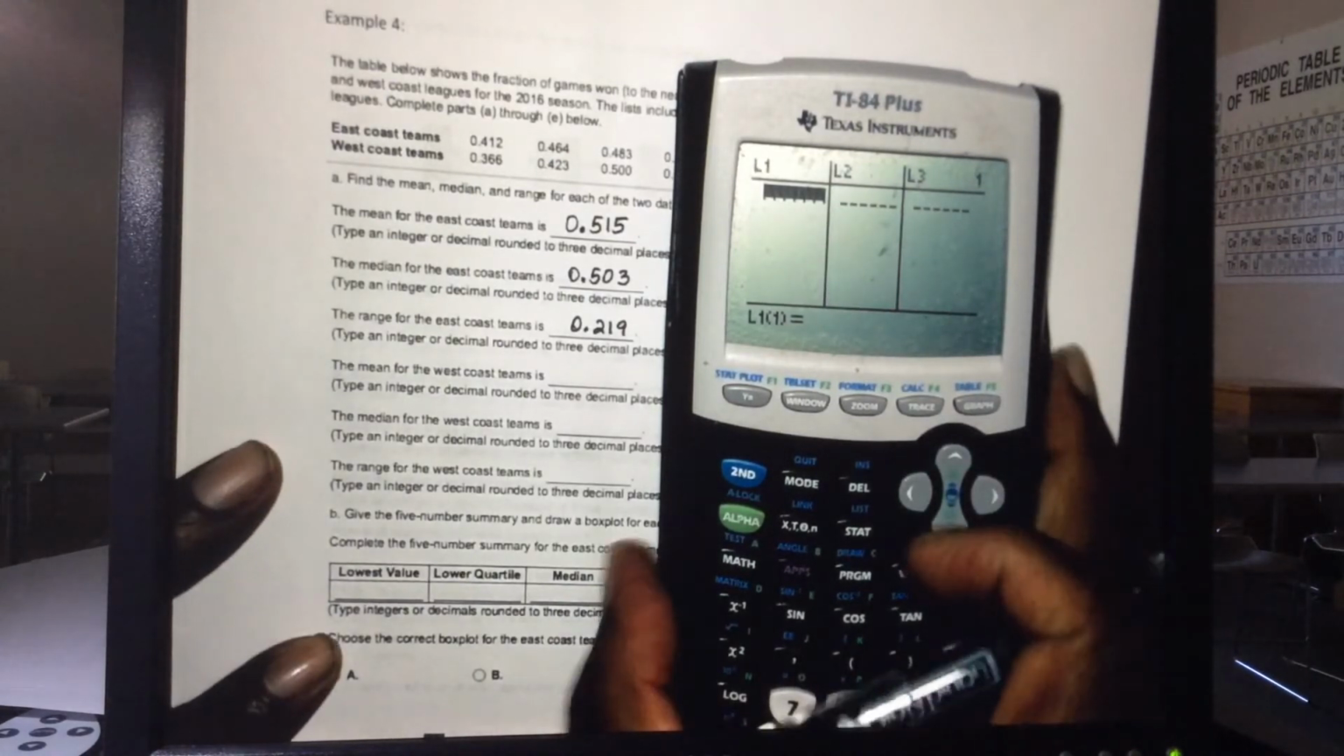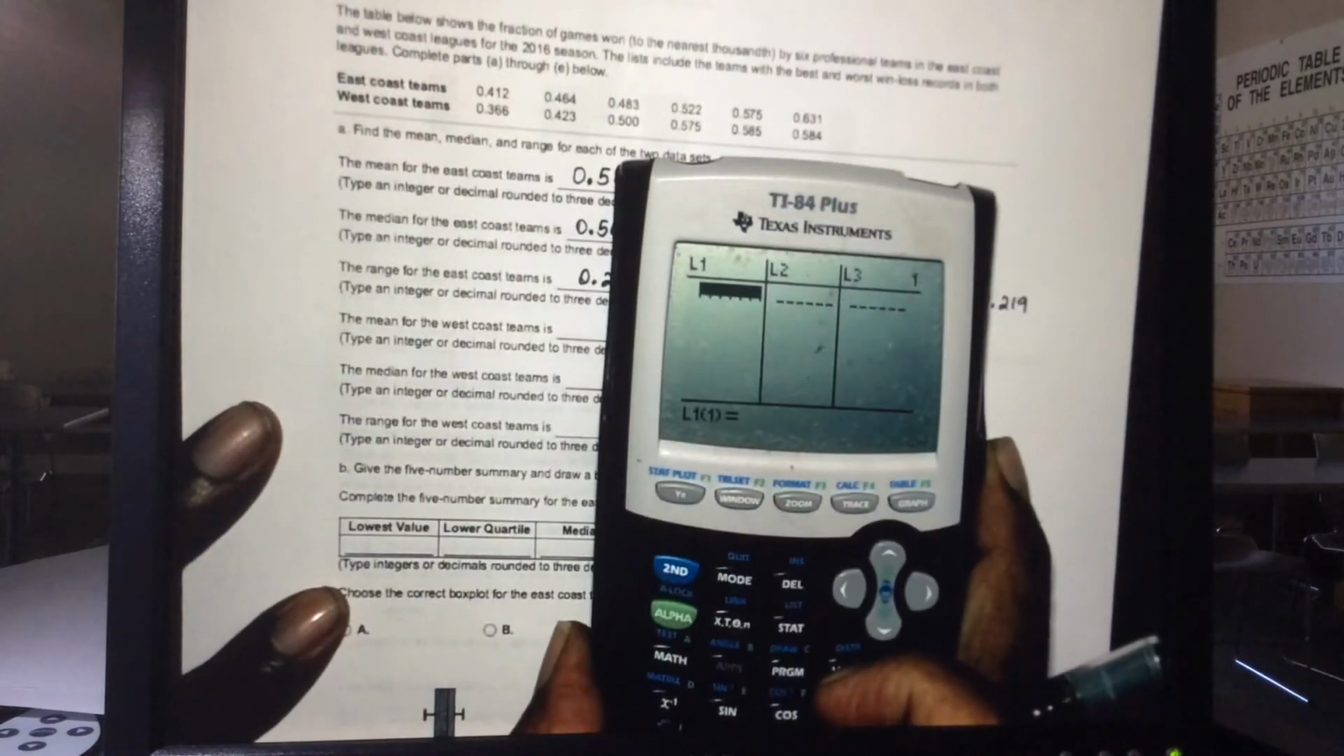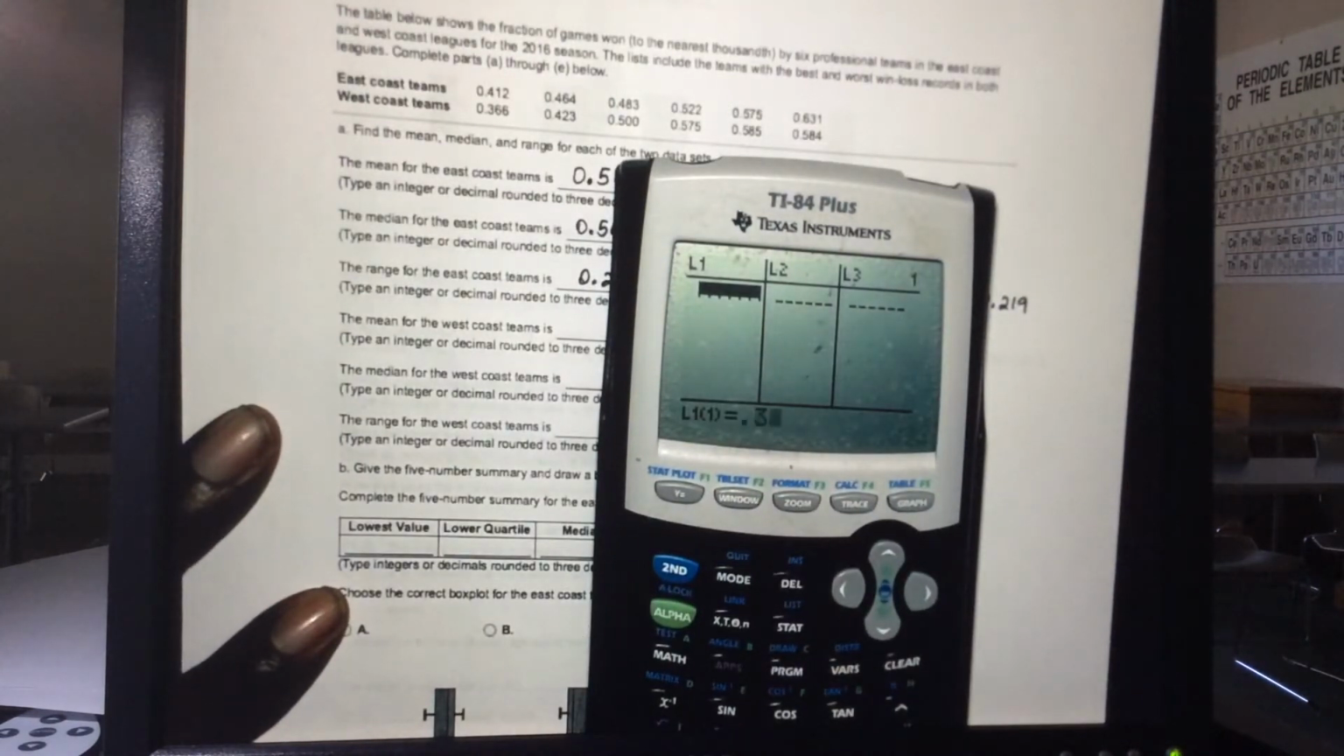Now let's enter those data values for the West Coast teams. This will be 0.366 and then enter. 0.423, enter. 0.500, enter. 0.575, enter, 0.585, enter, and then finally 0.584, enter.